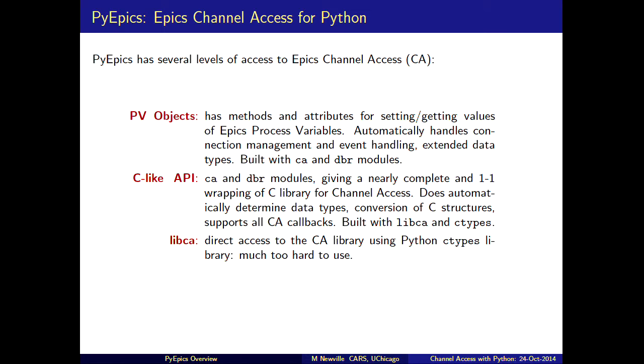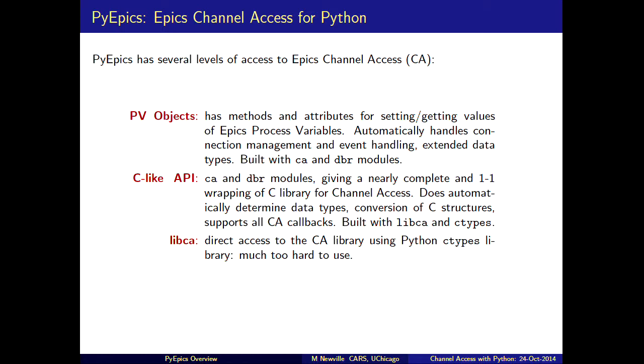Then on top of that layer, the simplest channel access layer, there are PV objects, which are objects that represent a process variable. These have methods and attributes that go with them. They're Python objects, so they're fully object-oriented. And you can do things like a get method and a put method, or get its value, and all of its other kinds of data. And these automatically handle connection and event handling, and they extend the data types. And this is then built on top of this layer.